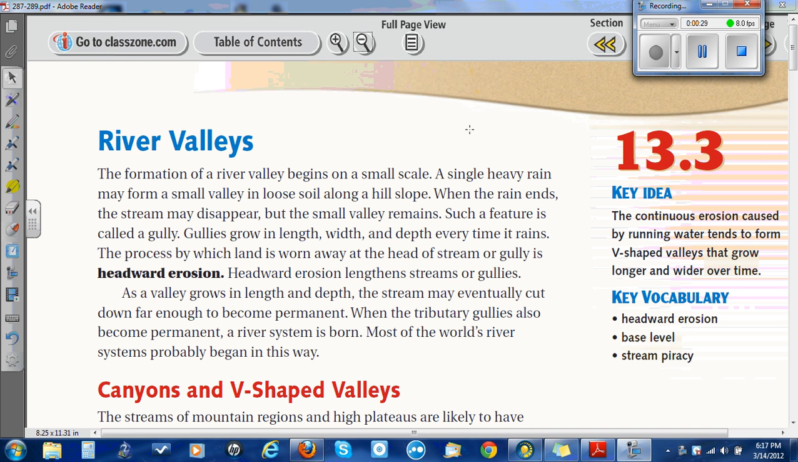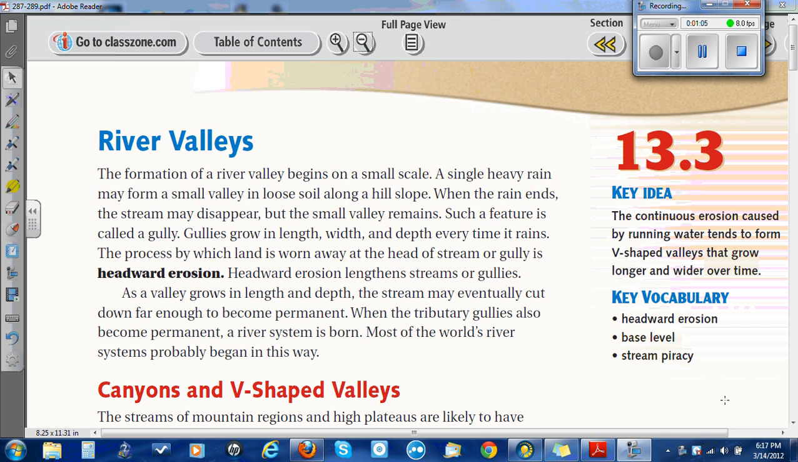Gullies grow in length, width, and depth every time it rains. The process by which land is worn away at the head of a stream or gully is headward erosion. Headward erosion lengthens streams or gullies. As a valley grows in length and depth, the stream may eventually cut down far enough to become permanent. When the tributary gullies also become permanent, a river system is born. Most of the world's river systems probably began in this way.